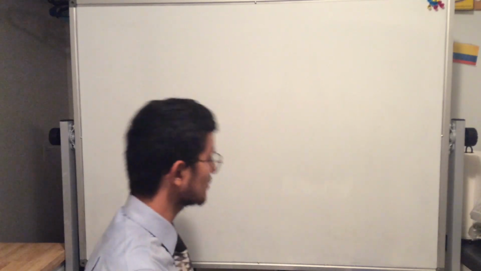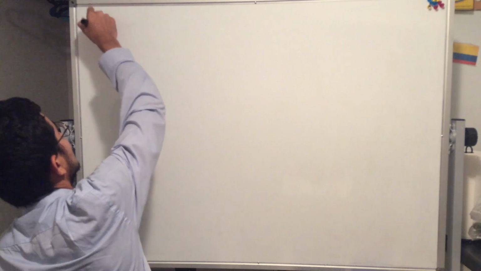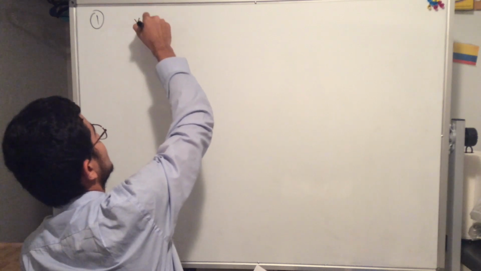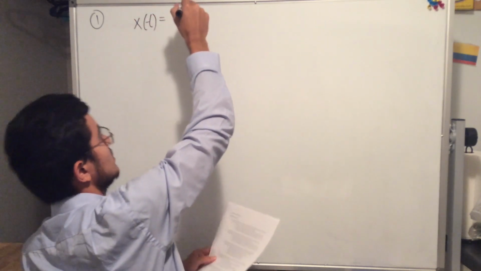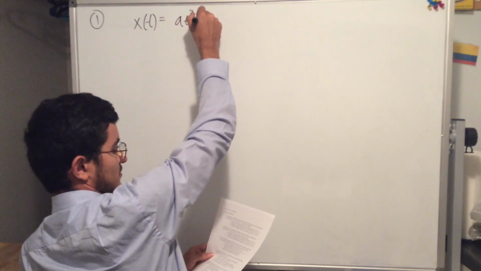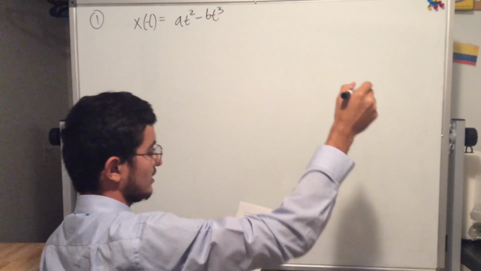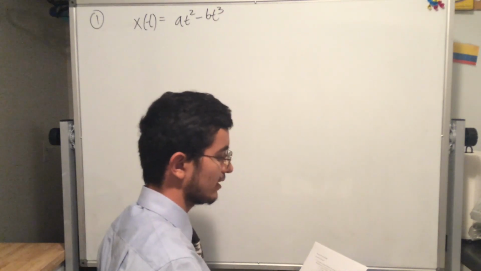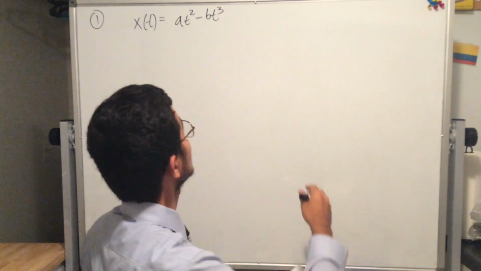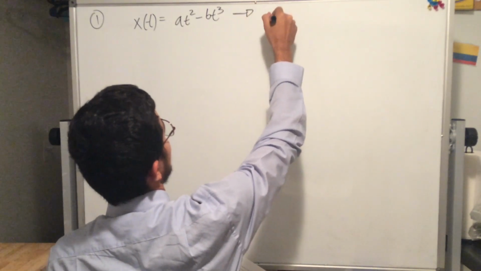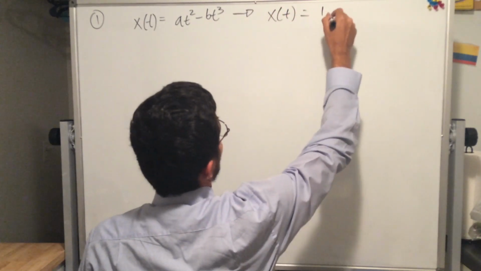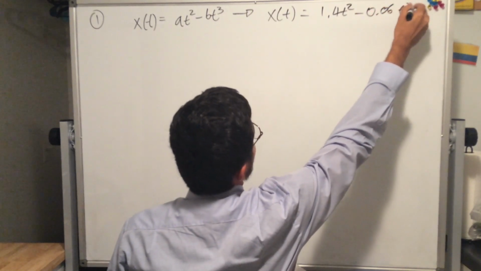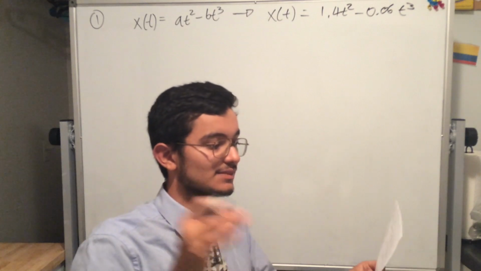So for number 1 we already have the position function, x of t is going to be at squared minus bt cubed, right? And we said that a is 1.4 meters per second squared and b is 0.06 meters per second cubed. Now we can already substitute those values in there, so it makes our lives easier. So let's just change that into 1.4 t squared minus 0.06 t cubed. Okay, that's the position function that's given to us.